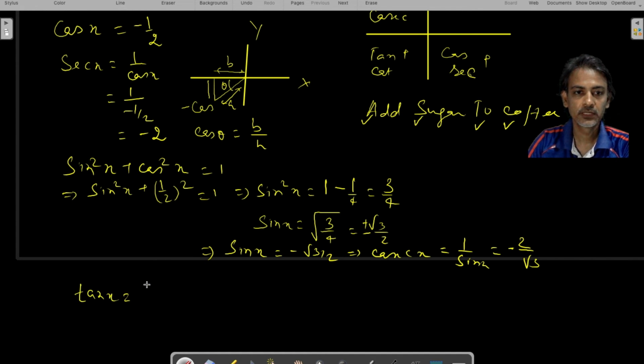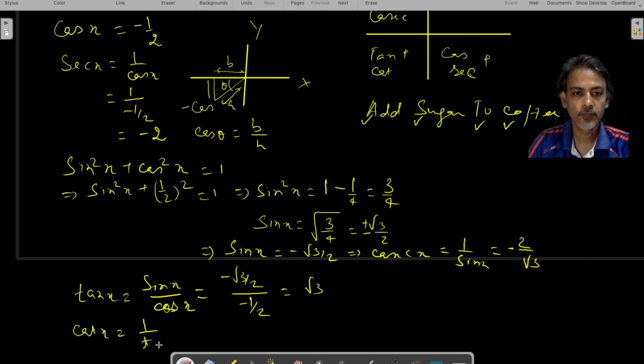Now coming to the last bit, which is tan theta and cot theta. Tan x is nothing but sin x upon cos x, and we have sin x as minus root 3 by 2 and cos x as minus 1 by 2. So this is nothing but root 3. 2 would cancel out and minus minus would cancel out. Then cot x would be 1 upon tan x, which is nothing but 1 upon root 3. All right, so we have got all the values: cos x, sec x, sin x, and cosec x. Now let's move on to the next problem.